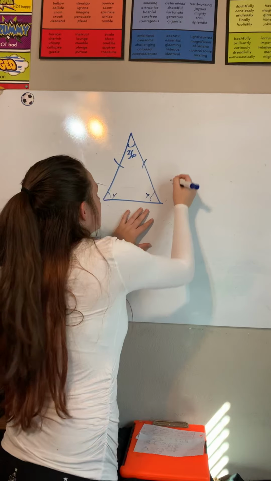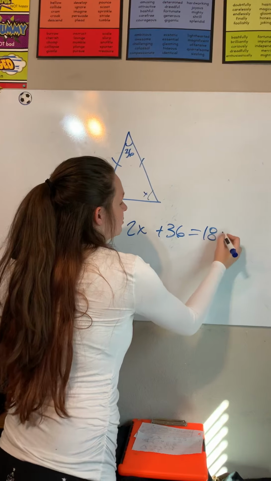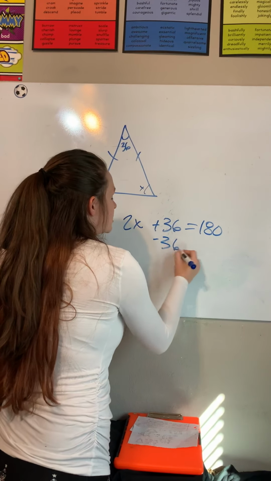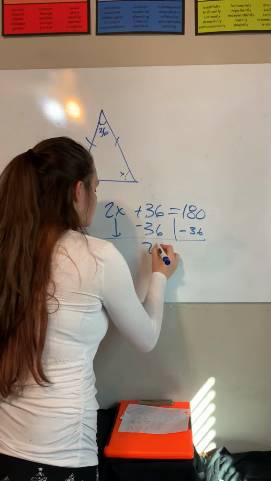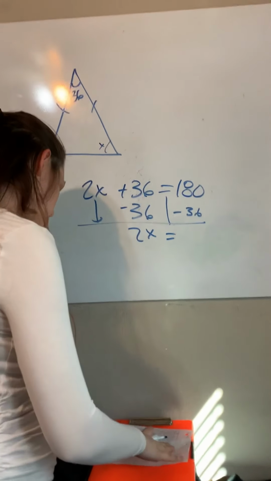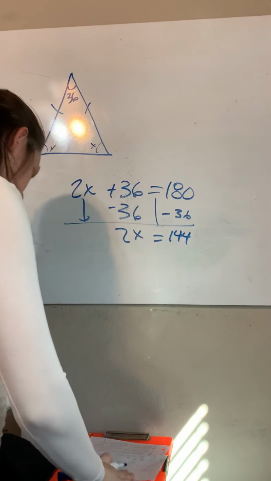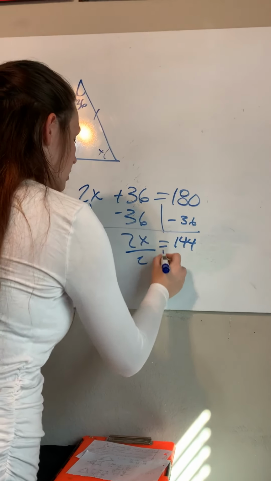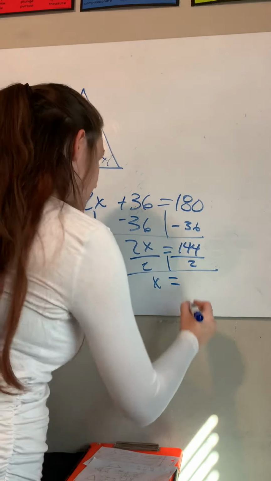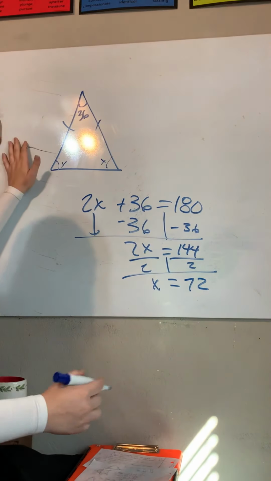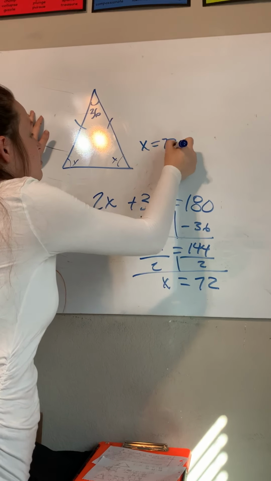So if we have two X's, we're going to add: 2X plus 36 is still going to be equal to 180. We're still going to subtract 36 from both sides. And we're going to drop down 2X. And 180 minus 36 is 144. Alright, now we're going to divide by 2 to get X by itself. X is going to be equal to 72. So that means both of the X's are going to be equal to 72.